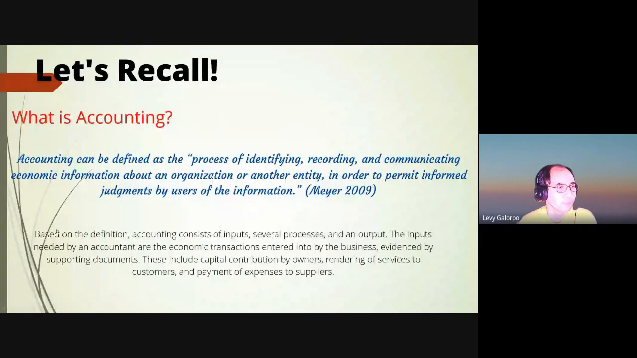So, what is accounting? Accounting can be defined as the process of identifying, recording, and communicating economic information about an organization or another entity in order to permit informed judgments by users of the information. So tingnan natin class ang mga terminologies na ginamit. The process of identifying, tas may recording, communicating, tapos meron pang users of information.